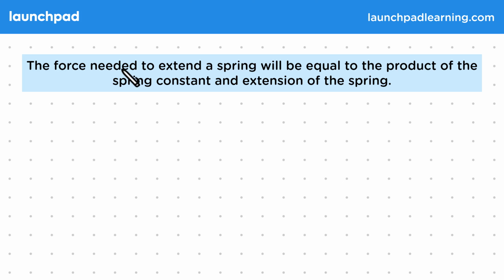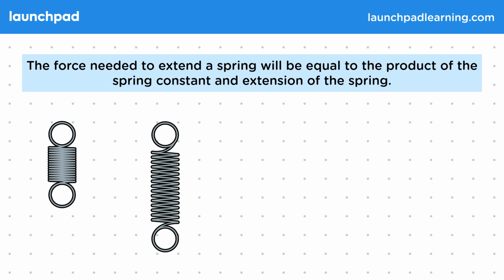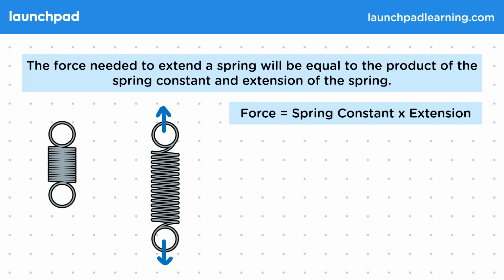The force needed to extend a spring will be equal to the product of the spring constant and extension of the spring. Remember that deformations like extensions only happen when we have multiple forces acting on an object. For example, to stretch a spring, we would want forces pulling the spring from either end. Then we can relate the extension of the spring to the force we apply using the equation force equals spring constant multiplied by the extension.